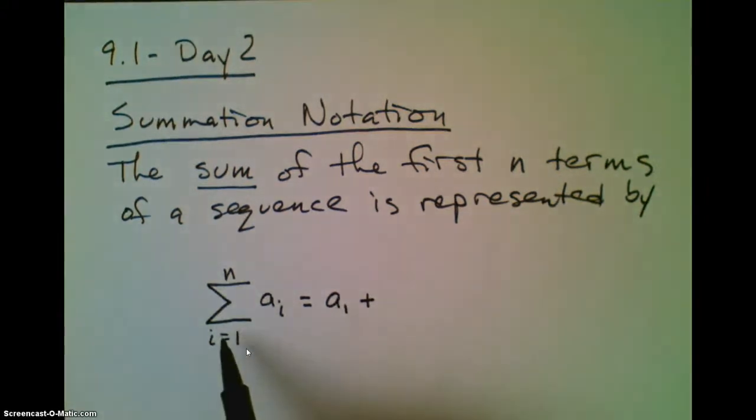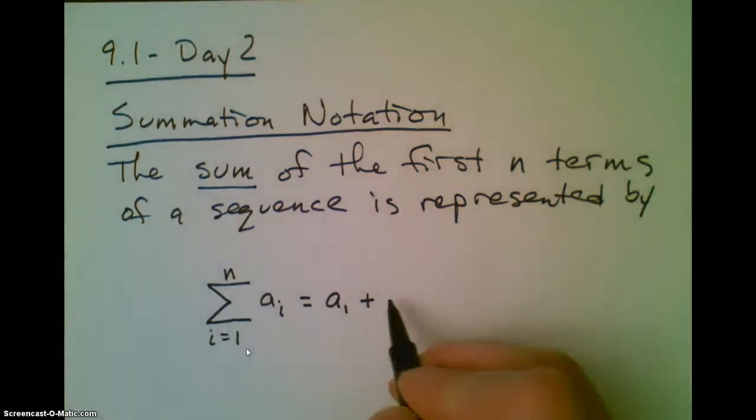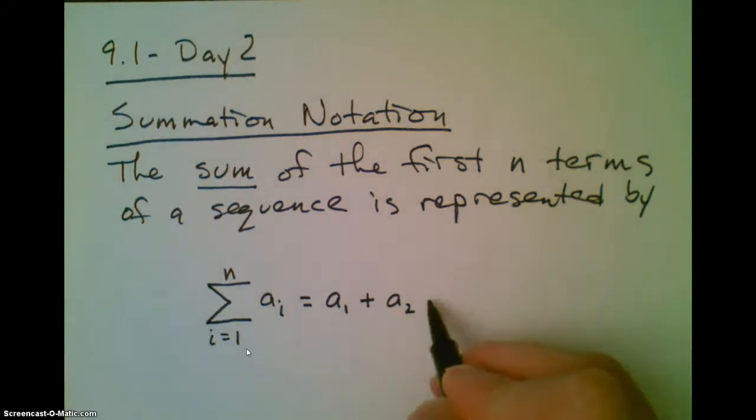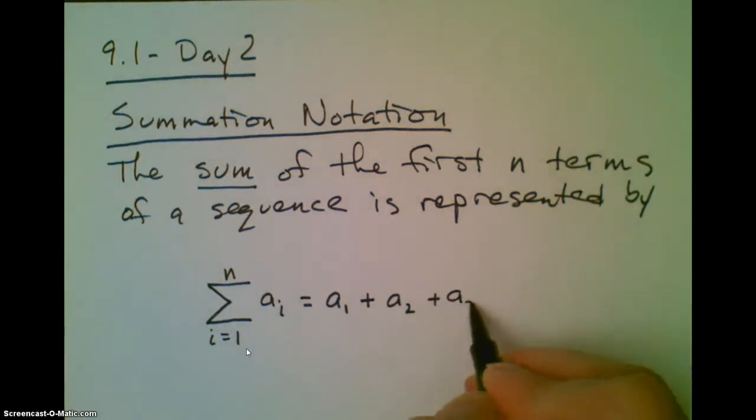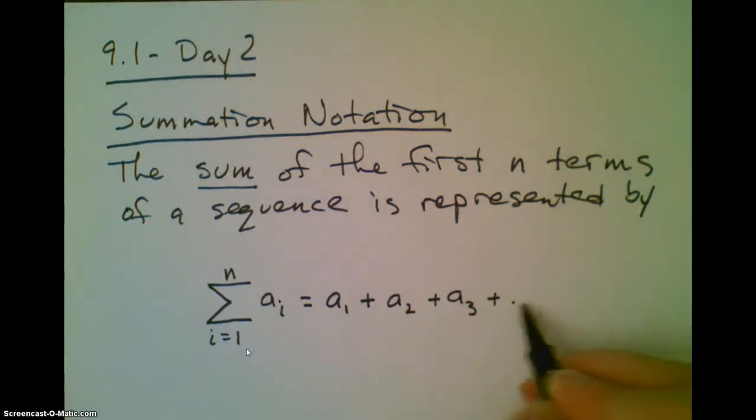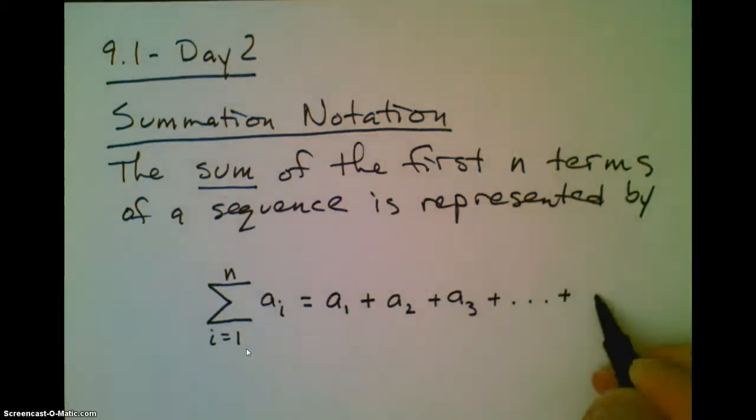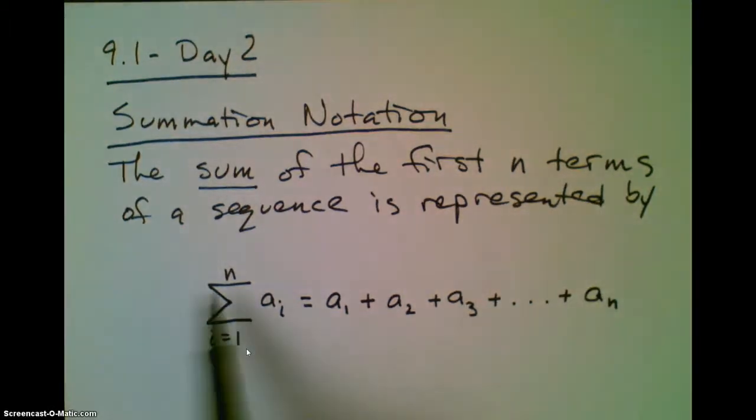Anytime you see that sigma, you know you want to add things up, plus a sub 2 plus a sub 3 plus, and then we're going to keep adding up until we get up to the value of n. So from our definition, it's abstract, we're going up to n, but when we do examples, you'll have a number that it will go up to.